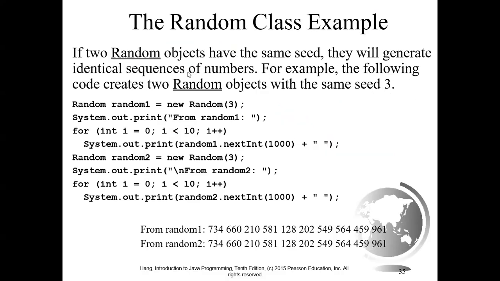And let's see the example. Okay, if two Random objects have the same seed, they will generate an identical sequence of numbers. This is what we have been talking about. For example, the following code creates two Random objects with the same seed 3. Here it sets the seed as 3. So each time we run this piece of code, it will always generate the same thing. For example, 7346660, something like that. And random 1 and random 2 always stay the same each time. That is the feature of the seed.